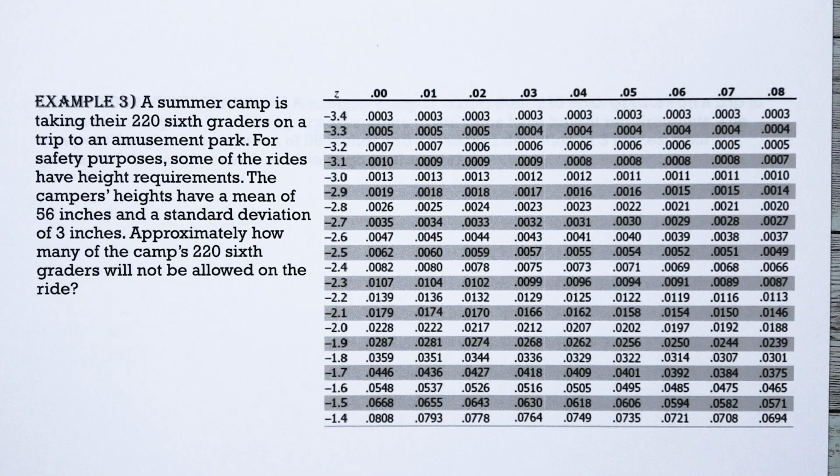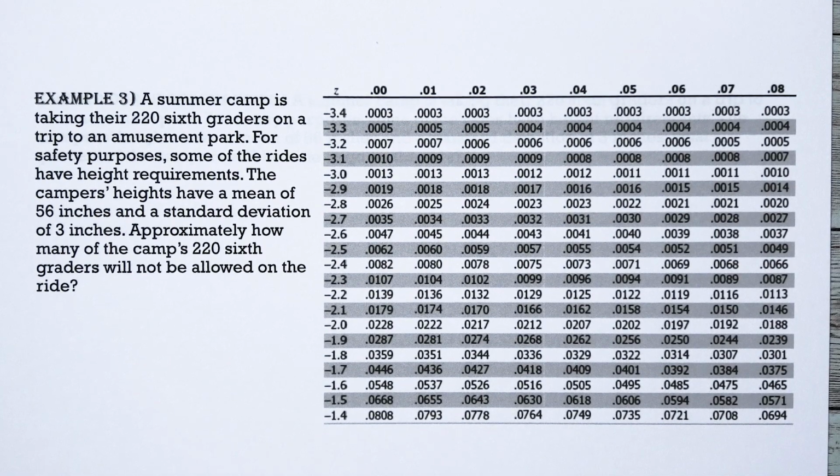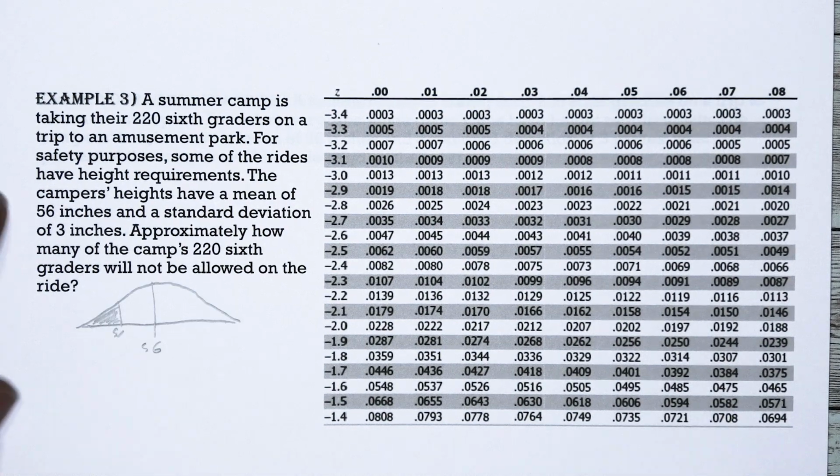You will need to compute the z-score and use this table off on the right. First, draw a sketch of the bell curve and label where the mean and where the height of 51 could be. Shade the area under the curve below 51 inches. This area represents the percentage of campers who are shorter than 51 inches.